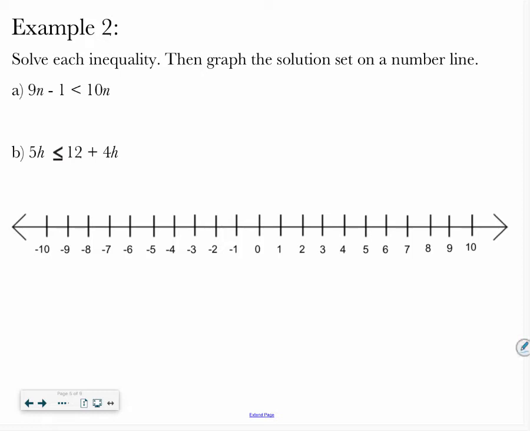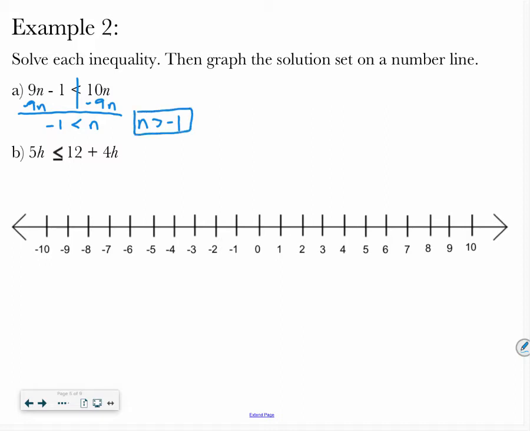So our first one, we have 9n minus 1 is less than 10n. So if I tee it up, I want to get my variables on the same side. So I'm going to move my 9n over to my 10n. So I have a negative 1 is less than 10n minus 9n, which is just n. And like I said before, I prefer to write the variable on the left-hand side. So I'm going to do n is greater than negative 1.